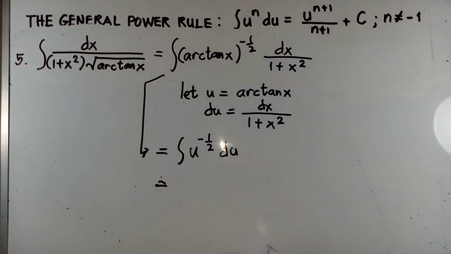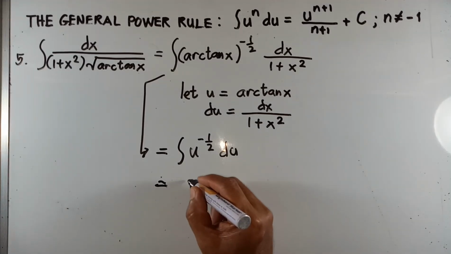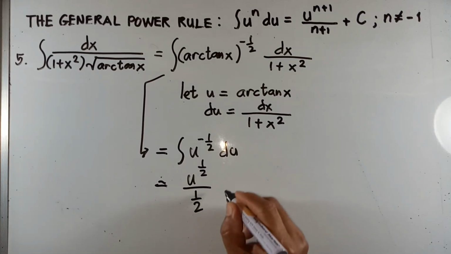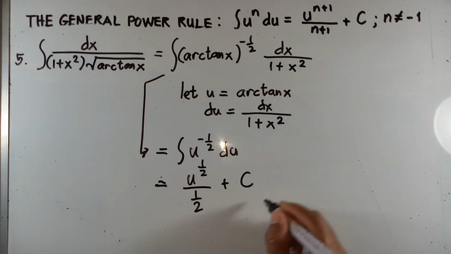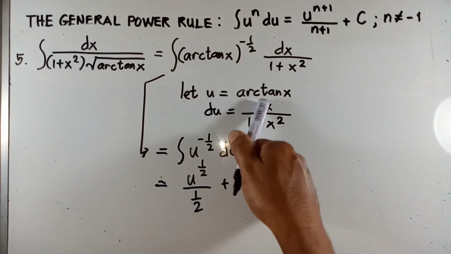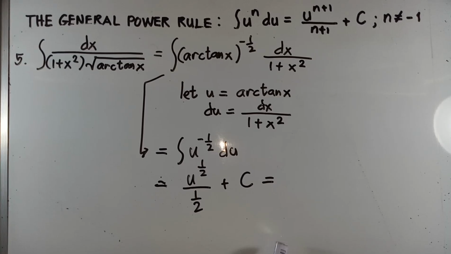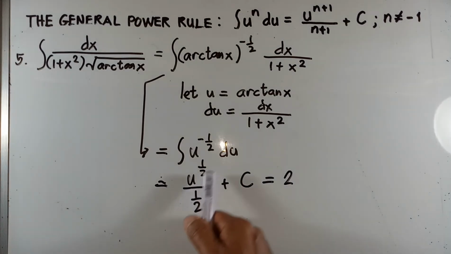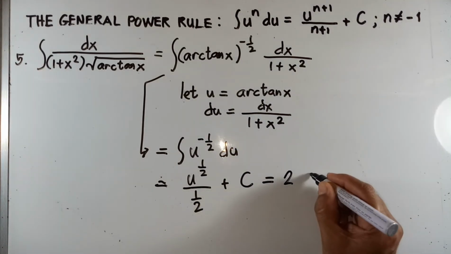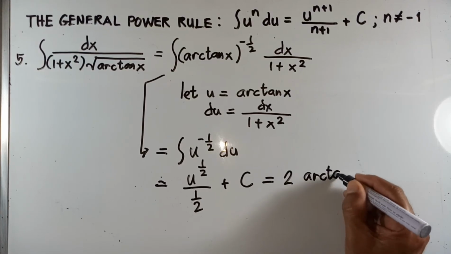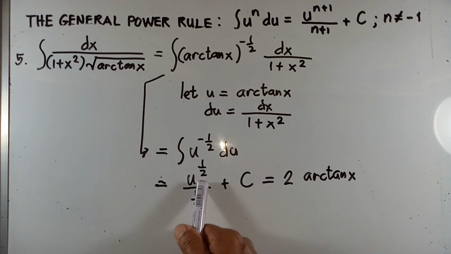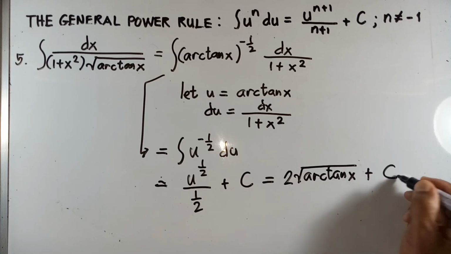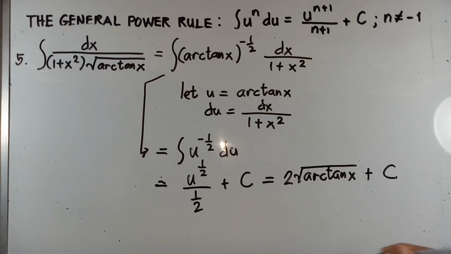Using the power rule, we simply add 1 to the exponent. So, we will have u raised to 1/2 divided by 1/2 and then plus c. Kaya rin babalik natin yung value ng u. Ang u ay arc tangent of x. So 1 divided by 1/2 is 2. Tapos yung u, papalitan natin ng arc tangent of x. So arc tangent of x raised to 1/2 or square root, no? And then plus c. So the answer is 2 square root of arc tangent of x plus c.